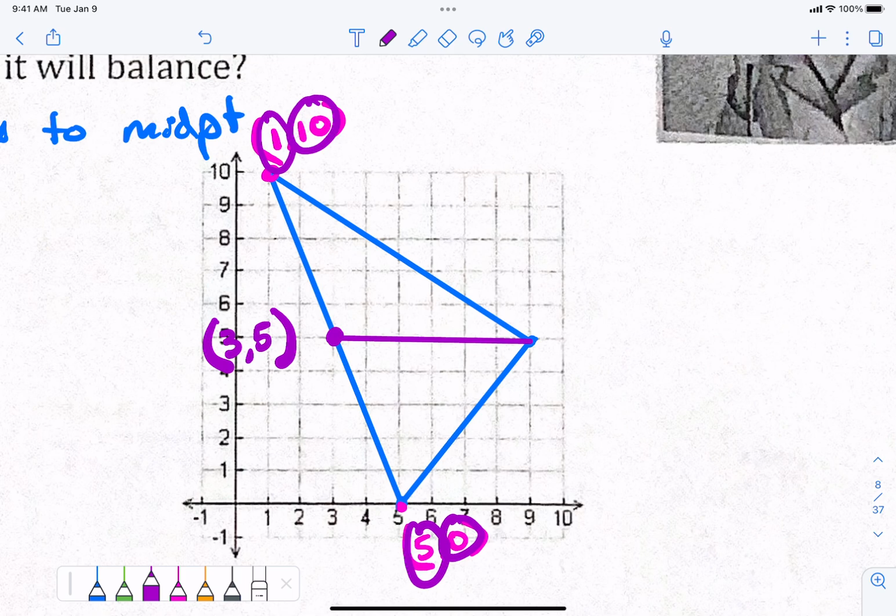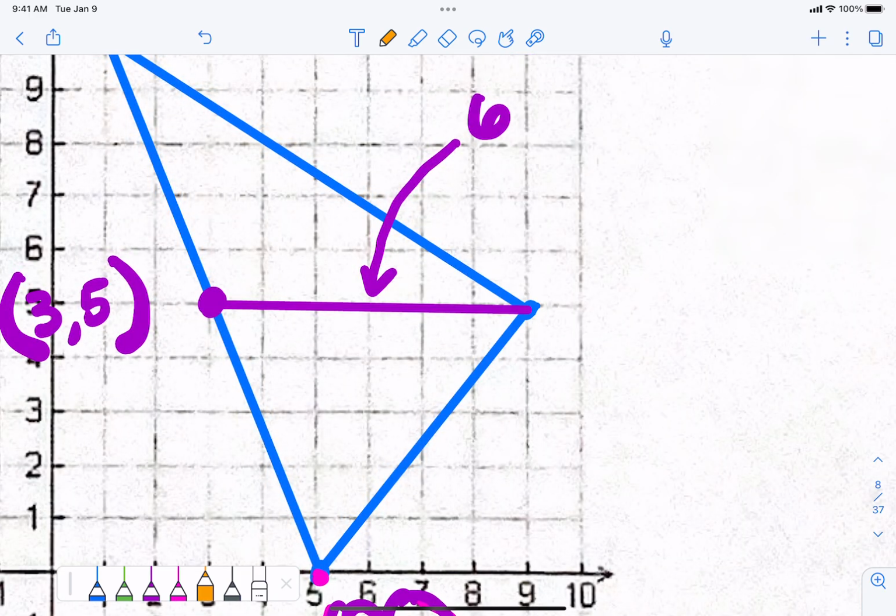How long is that purple line? How long is that median? 1, 2, 3, 4, 5, 6. Okay, so my 2 chunks have to be what? 2 and 4. Okay, so now I just have to decide, right? I don't have to draw all 3 of them to figure out where my centroid is, right? I have to decide, is this 2 and this 4? Or is this 4 and this 2?